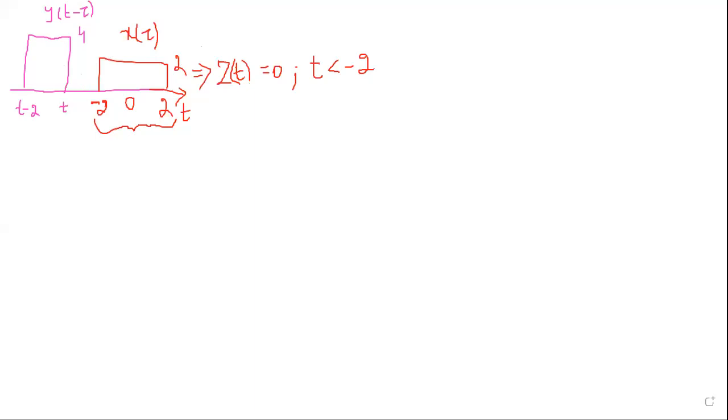Now I want to go to the next step. Let me keep x of t stand still, in its own position, but I'm going to shift this y of t minus tau, because you all know very well, in convolution, to get the next output, I have to perform a shifting operation. So this y of t minus tau is my basic impulse. In this, I am going to do one shift.